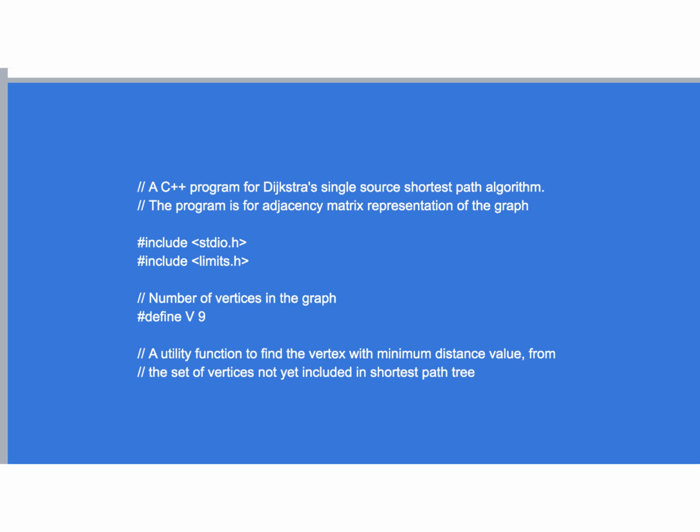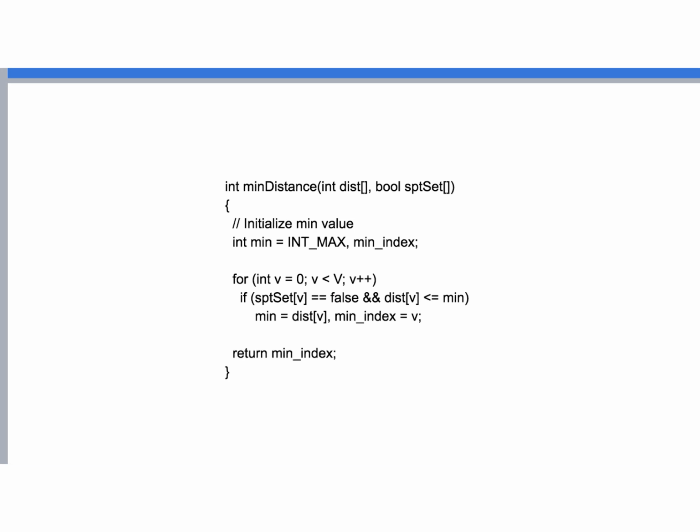We have the basic V, except in this case we're using 9 different vertices. Then we use the minimum distance. So minimum distance has the int distance value, and it has the bool special set to indicate whether the vertex is in the SPT or not. So we have the int minimum value, the same as before in Prim's, except this one's going to change. So let's take a look.